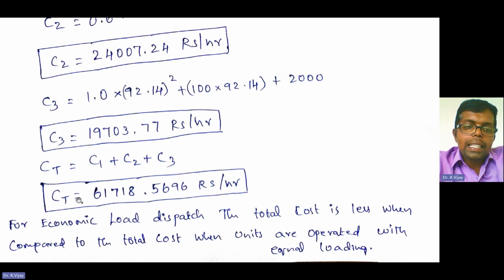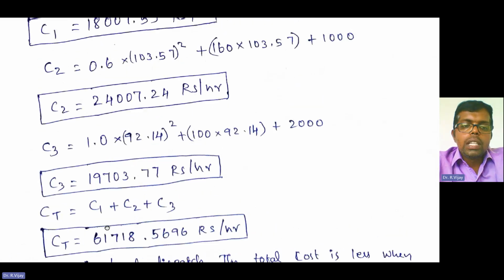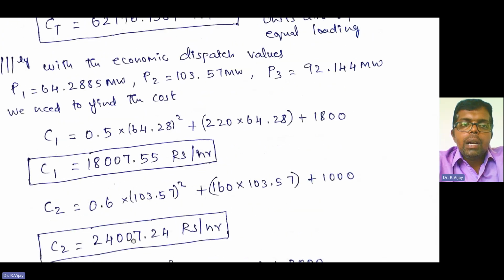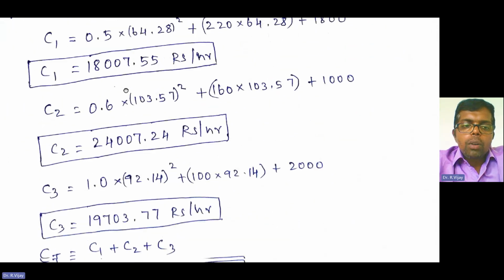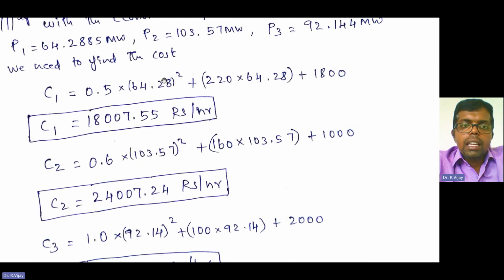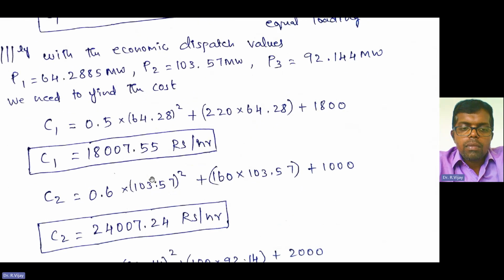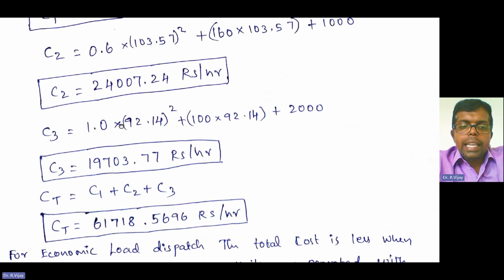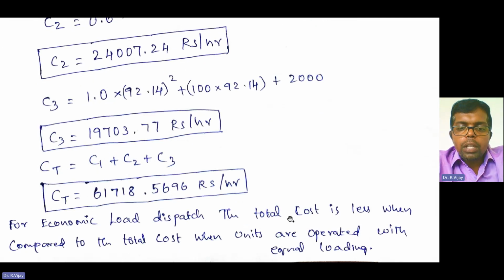But by comparing the total cost of the economic load dispatch value with that of equal loading, only with economic load dispatch are we getting the least cost compared to the normal equal load. So for the economic load dispatch, the total cost is less than the total cost when units are operated with the equal loading. Obviously, because that is the economic load dispatch.